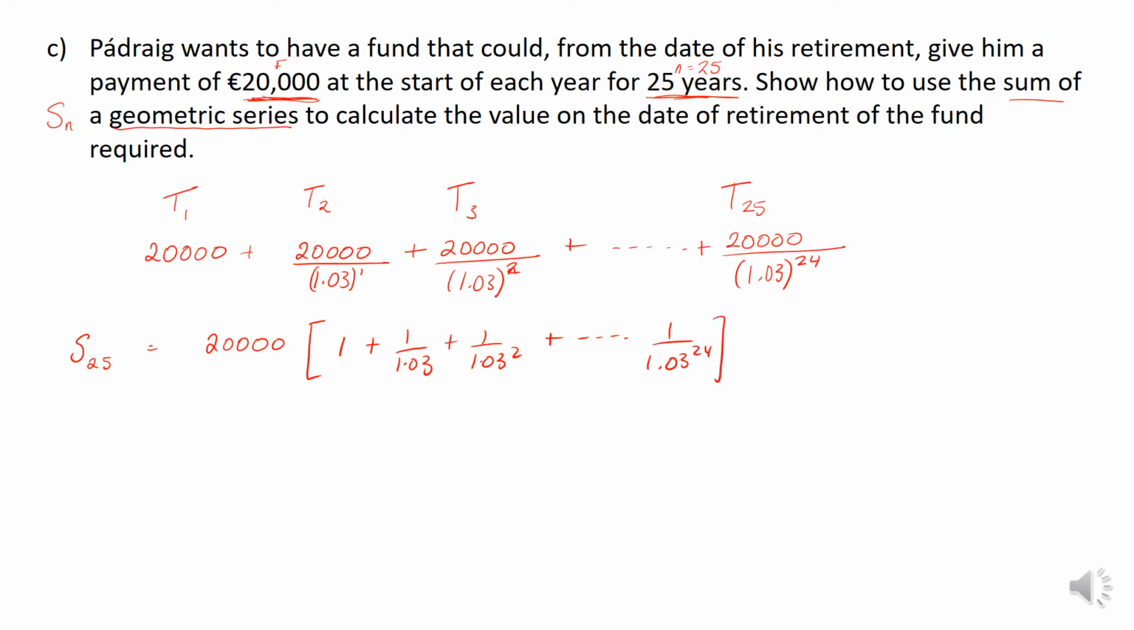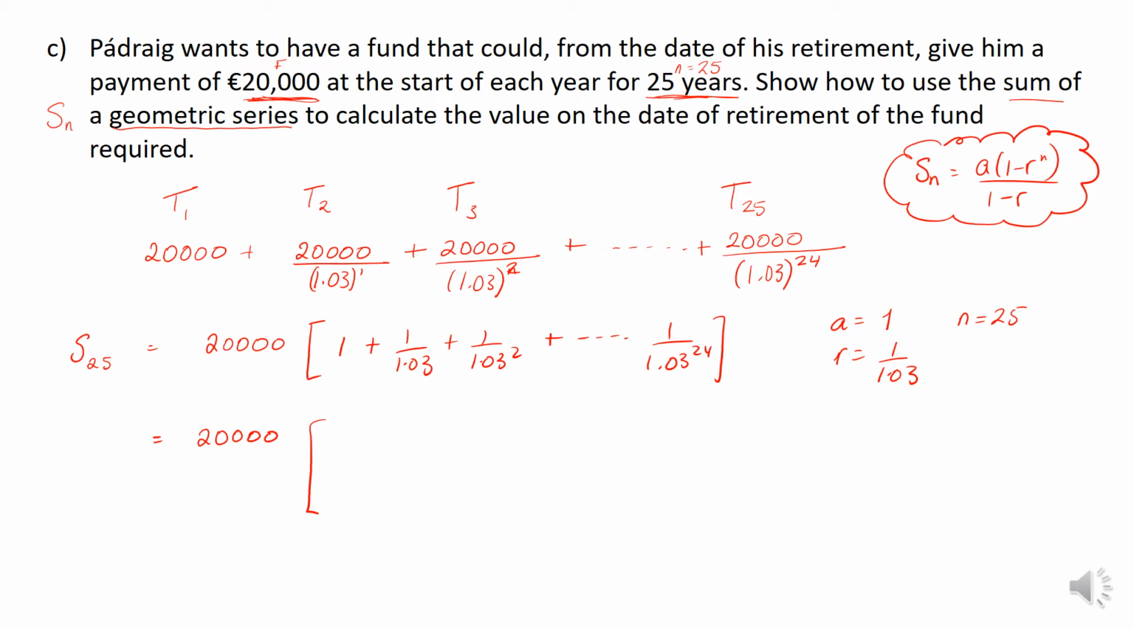Okay, let's examine the pattern in the square brackets. A is 1 and R is 1 over 1.03. Okay, and we have 25 terms, so n is 25. So we can use our calculator to do all the work. We'll multiply by the 20,000 at the end. Quick reminder, the SN formula is A by 1 minus R to the power of N over 1 minus R.